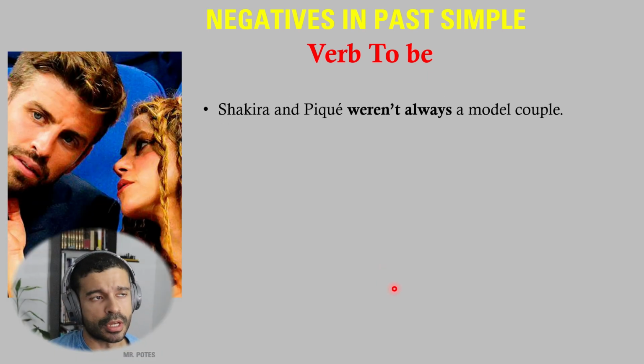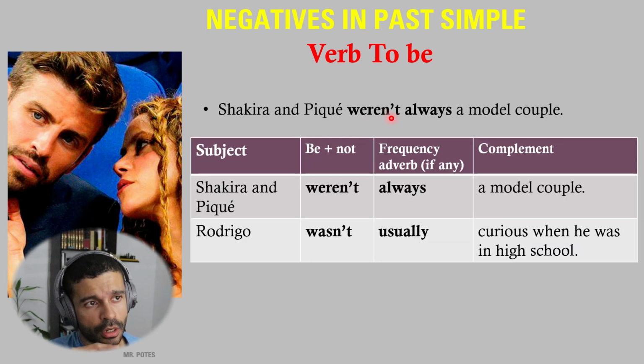Let's see some other examples using negatives in past simple. Shakira and Piqué weren't always a model couple. Here, as you can notice, we're using a frequency adverb, always. These frequency adverbs are not very commonly used in negatives in past. As a matter of fact, they are not very commonly used in past in general, alright?